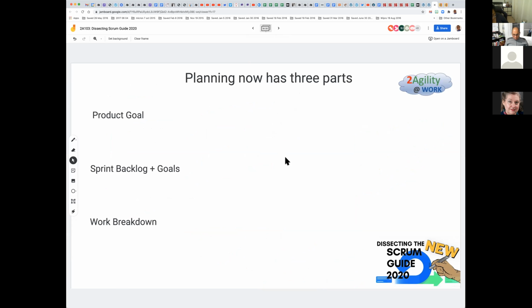Earlier in Scrum, planning had part 1 and part 2. There were only 2 parts to planning. Planning part 1 was you looked at the PBI and you picked the SBI items for that sprint.